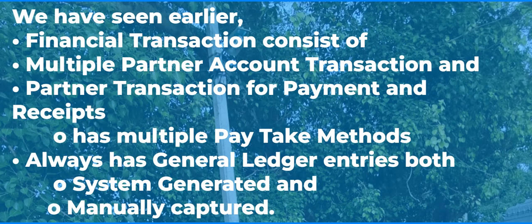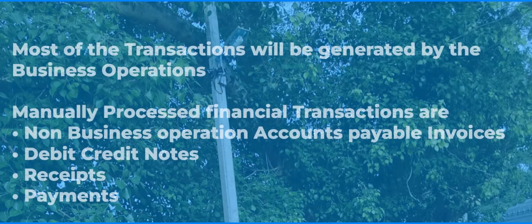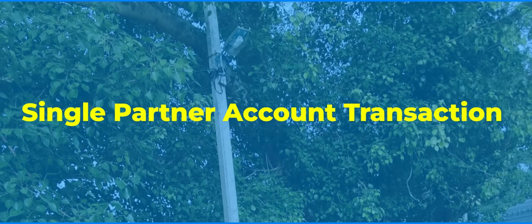We have seen earlier, a financial transaction consists of multiple partner transactions, and a partner transaction for payments and receipts has multiple pay-take methods, and always has general ledger entries, both system generated and manually captured. Most of the transactions will be generated by the business operations. Manually processed financial transactions are non-business operation accounts payable invoices, debit credit notes, receipts, payments.